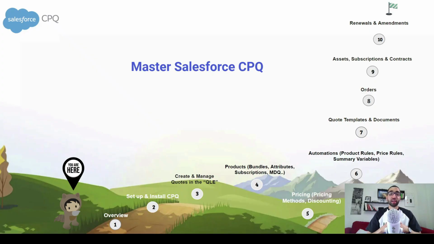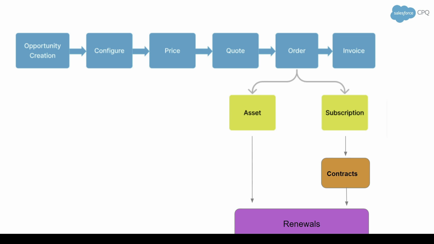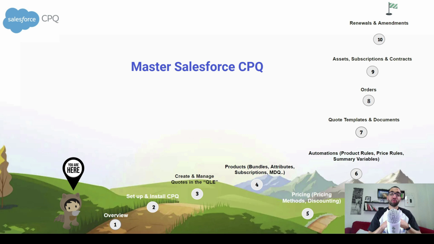Afterwards, you will discover how to manage the life cycle of your sales process with efficiency following orders, assets, subscriptions, and contracts. And finally, we will reach the last step of the CPQ process where we will dive into renewals and amendments, helping the business create long-lasting customer relationships.